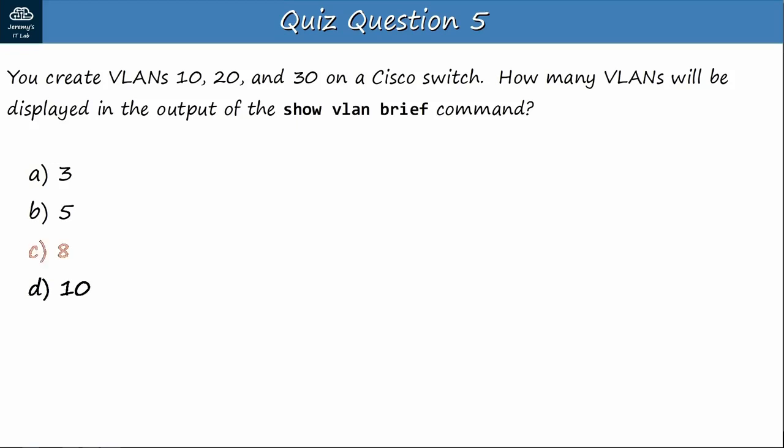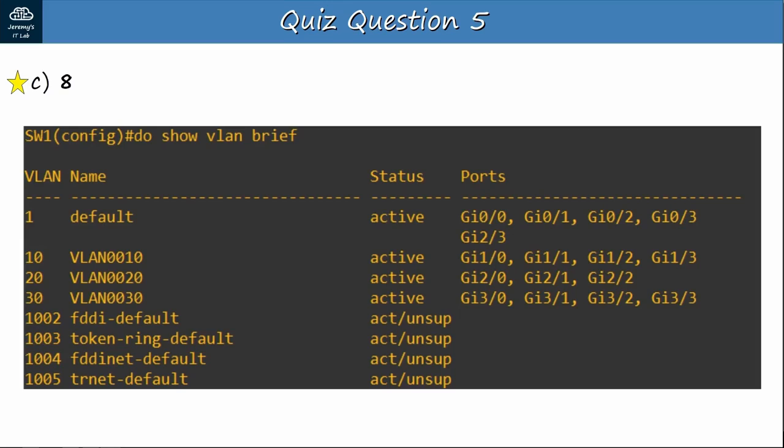The answer is C. 8. Let's check it out. As you can see, there are 8 total VLANs. VLANs 1 and 1002, 3, 4, and 5 exist by default and cannot be deleted. So if you create 3 additional VLANs, there will be a total of 8 VLANs on the switch. Okay, that's all for the quiz.